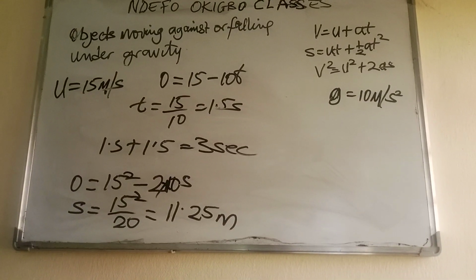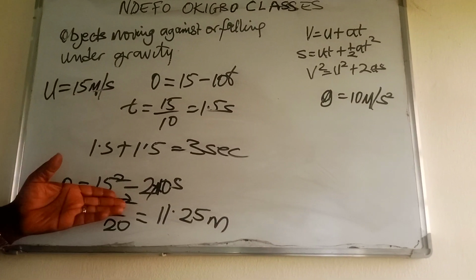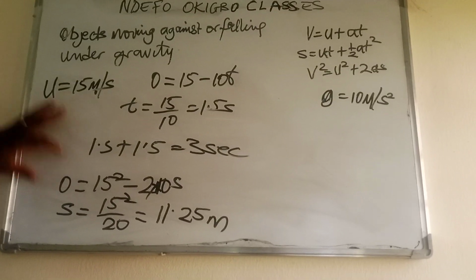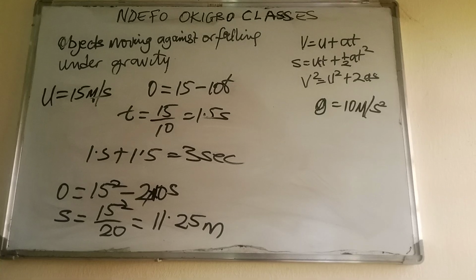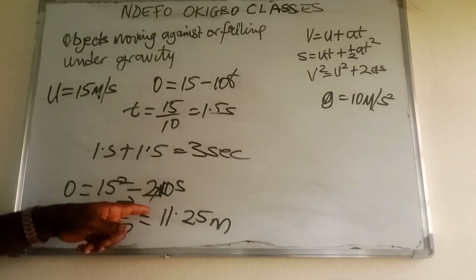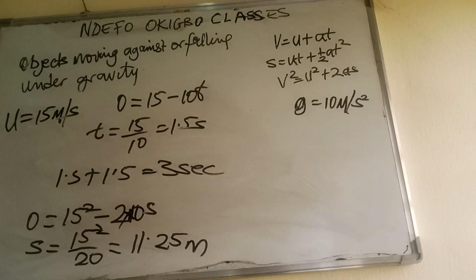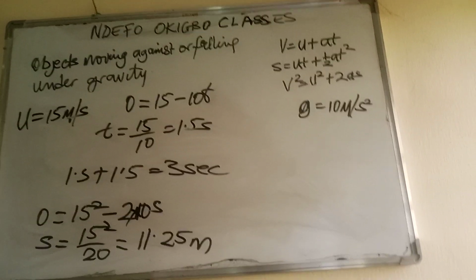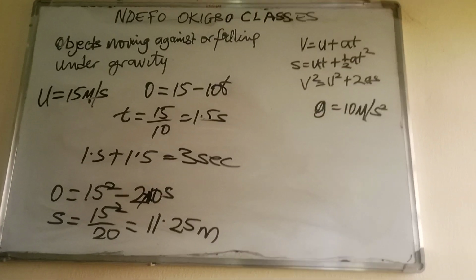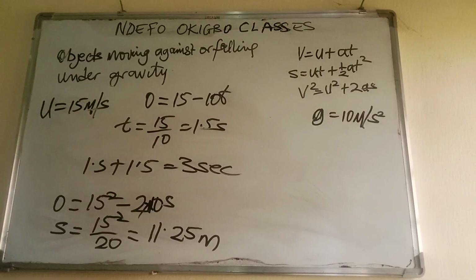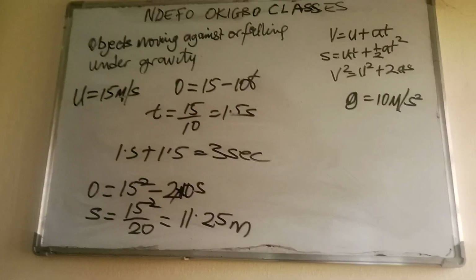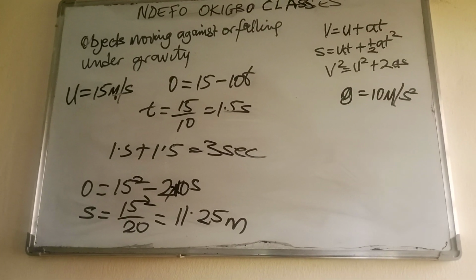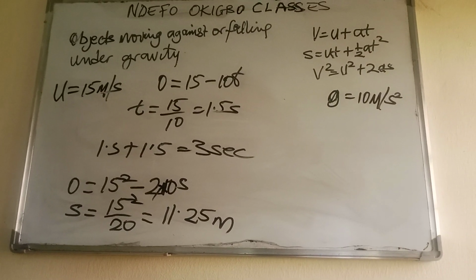The next question says, what is the maximum height? We use the third equation, in which v squared is 0, because v is 0 at that highest height. So we get s, which is the highest distance. So in the question again, a ball is kicked vertically upward from the ground with a velocity of 15 meters per second. A, how long did it take the ball to come back to the ground? B, what is the maximum height reached by the ball?